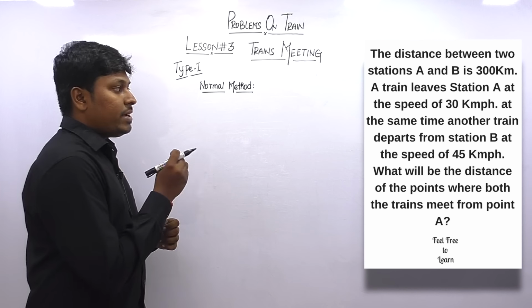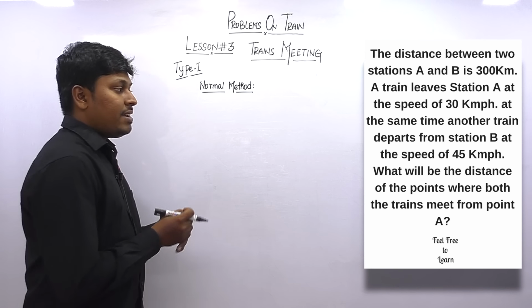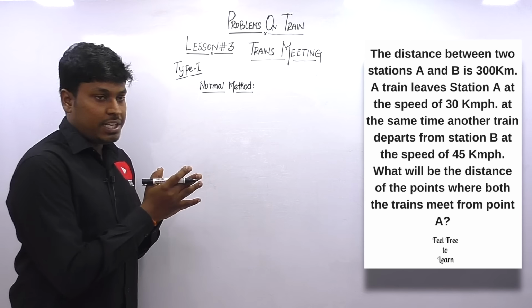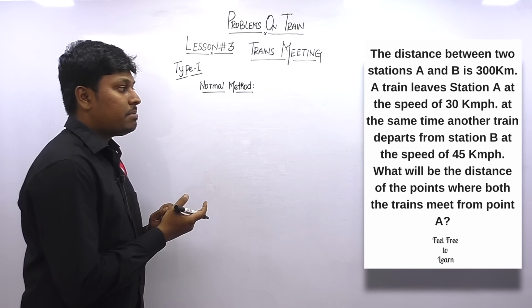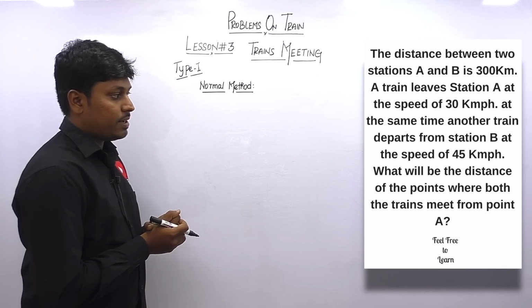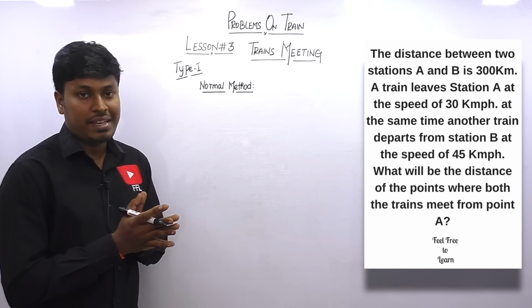The distance between two stations A and B is 300 km. A train leaves station A at a speed of 30 km per hour. At the same time, another train departs from station B at a speed of 45 km per hour. What will be the distance of the point where both the trains meet from point A?